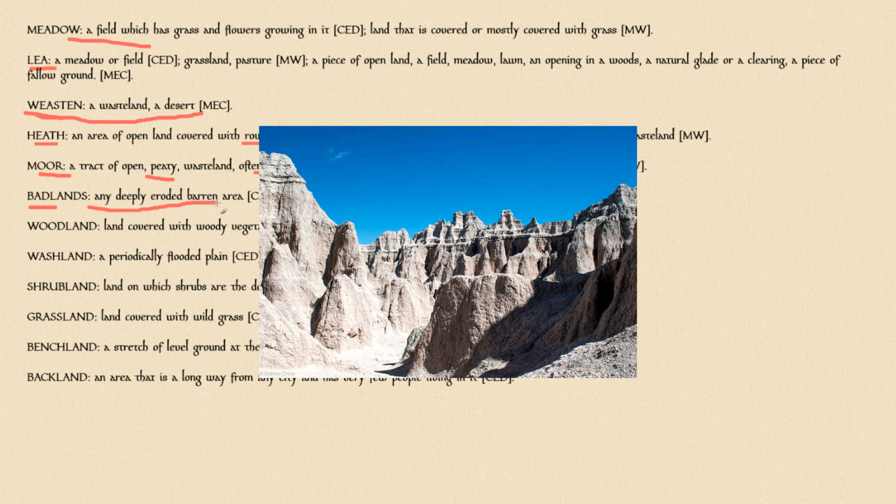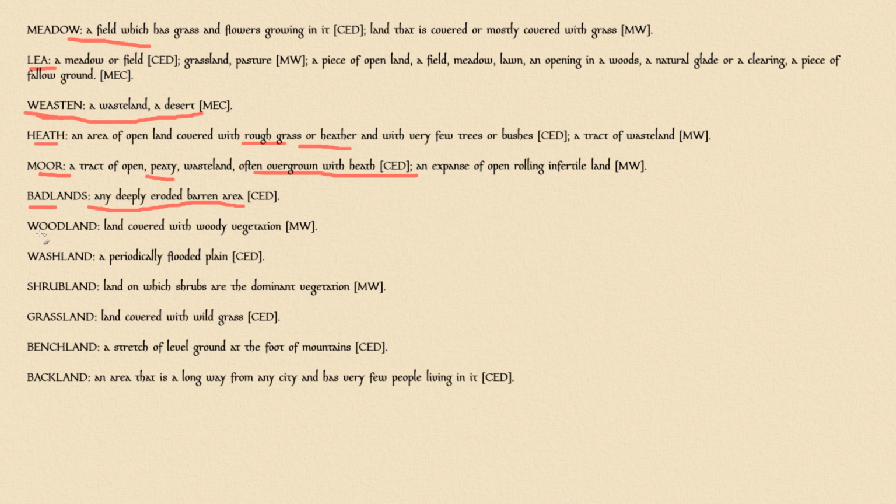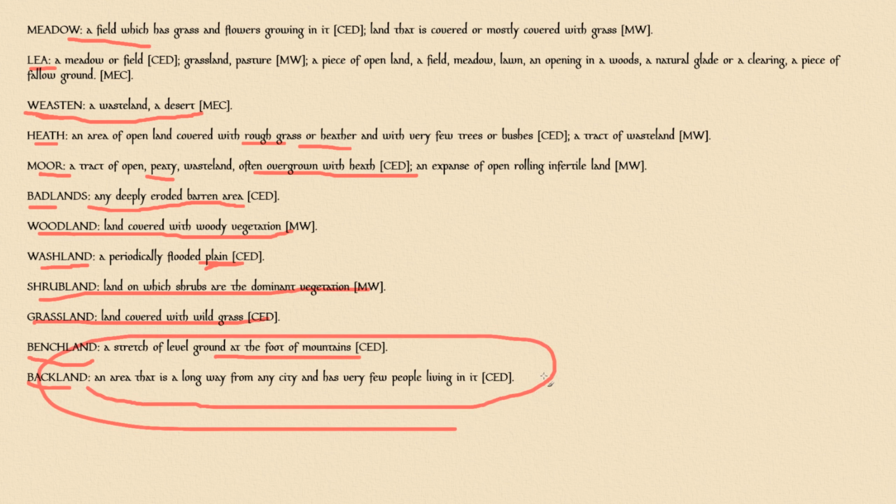Badlands, any deeply eroded barren area. A woodland is basically forest land. A washland is a land that is periodically flooded, especially a plain, apparently. A shrubland, land with shrubs. Grassland, land with grass. A benchland, a stretch of level ground at the foot of mountains. Backland, an area that's a long way from human habitation.